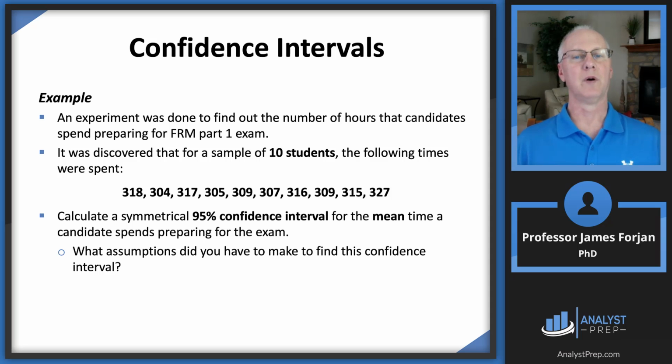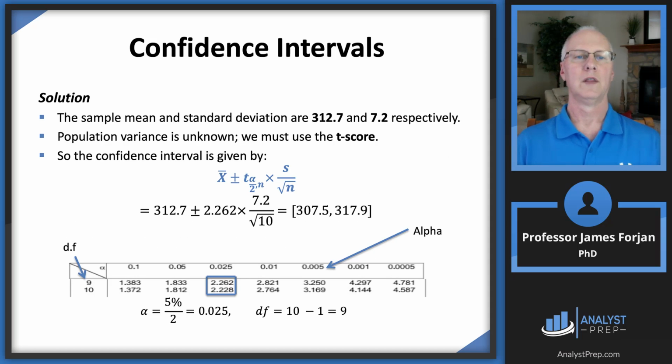How about an example? Let's suppose we sample 10 students for the Part 1 FRM exam, and this is in terms of hours: the number of hours that these 10 students spent studying. So here we go. Calculate a 95% confidence interval for the mean time preparing for the exam. All right, so there's the sample mean and the sample standard deviation, 312 and 72.